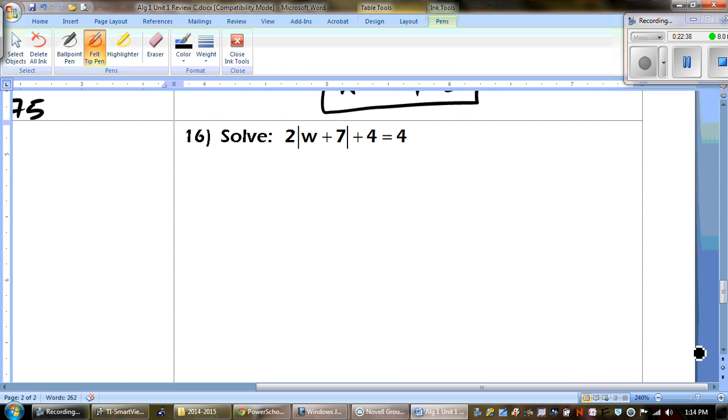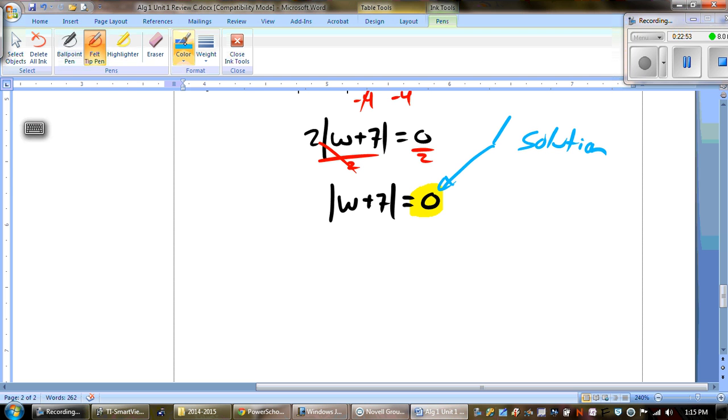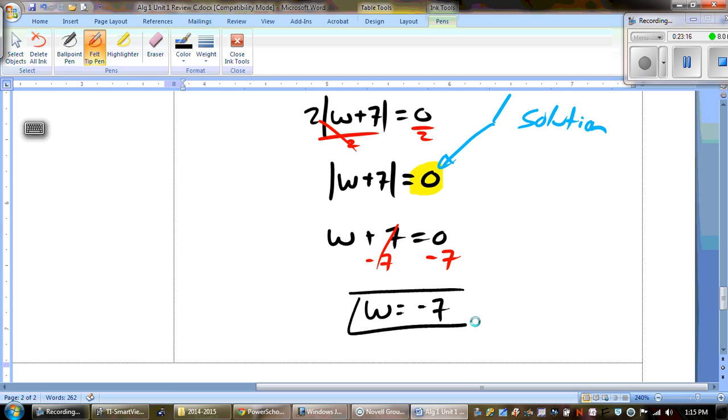Okay, last one. Why don't you try it on your own and see how you do? Good luck. Okay, did you get that it was going to be one solution? Yeah, because after you subtract the 4 and divide by 2, you get the absolute value of w plus 7 equals 0. So we just set it equal to 0 and solve. Subtract 7 from both sides, and we get that w equals negative 7.